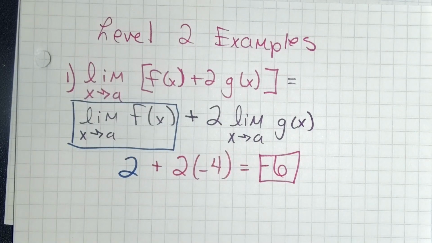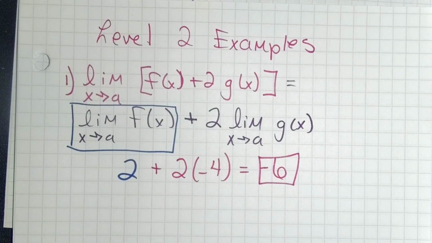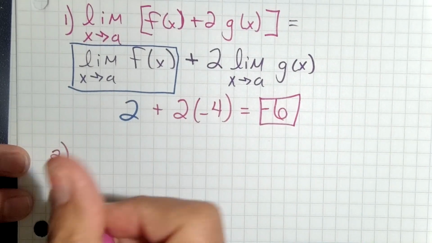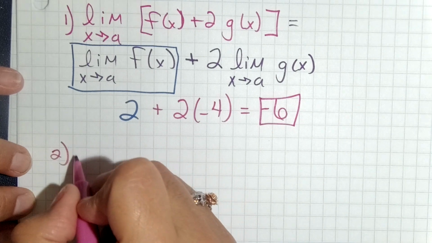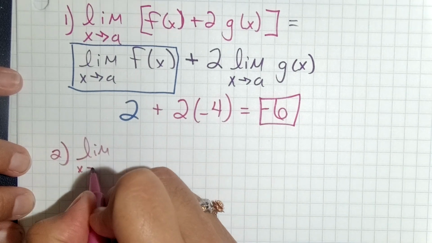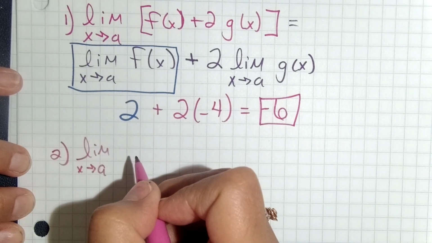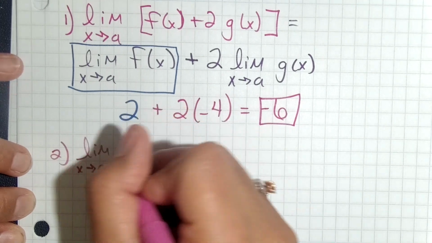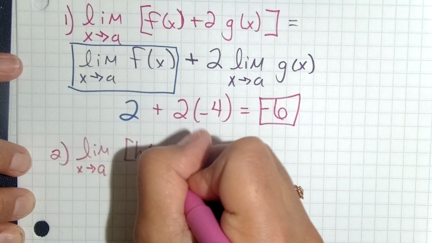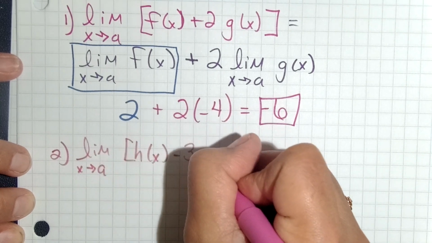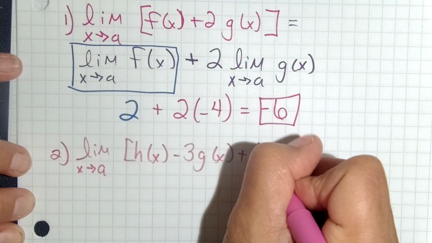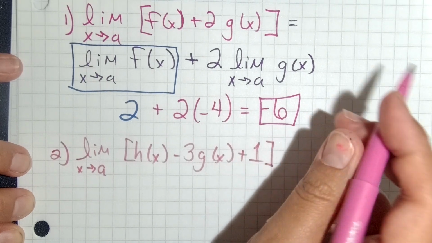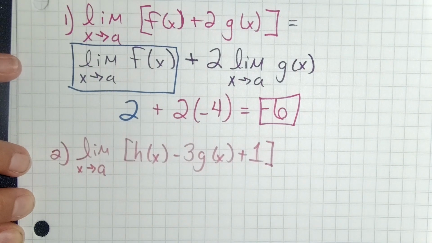All right, number 2 then. We have the limit as x approaches... Can you see this color? No? Okay. H of x minus 3 g of x plus 1. Do you want me to put it back over there? Unless it's not working.